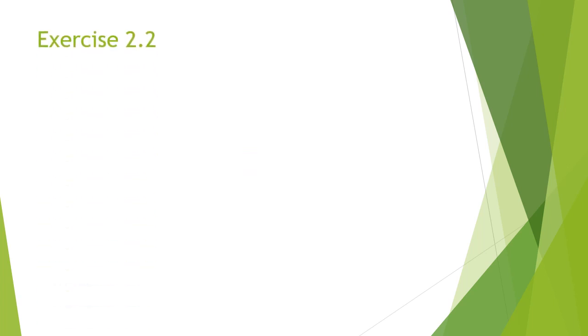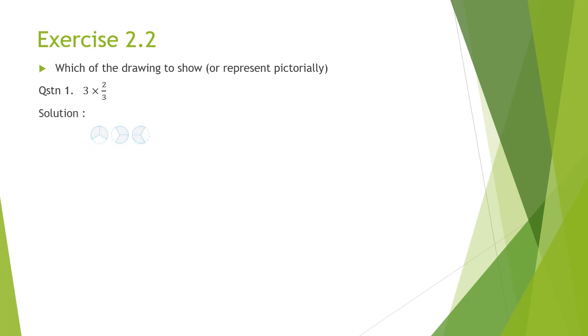Now we can start with exercise 2.2, question number 1. Which of the drawings shows 3 multiplied by 2 upon 3? The question can be asked as: represent pictorially 3 multiplied by 2 by 3. The solution is given below. That is, the circle is divided into 3 parts, out of which 2 are shaded. So each circle represents 2 upon 3. Such 3 circles are there. So the answer is this.